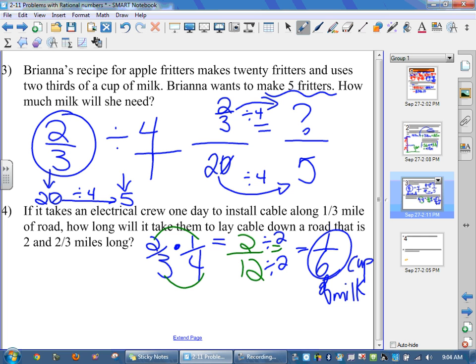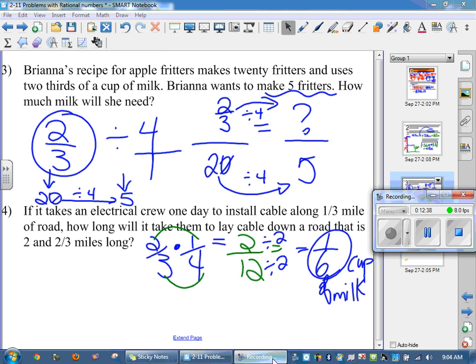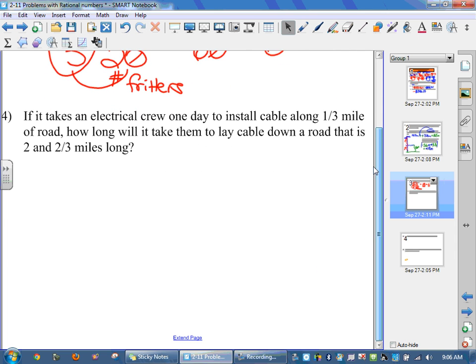Okay, now we're on the electrical crew. It says it takes an electrical crew 1 day to install a cable that's 1/3 mile. So a 1/3 mile cable takes exactly 1 day to put in. How long is it going to take to lay a cable on a road that is 2 2/3 of a mile long? That means it's really long.